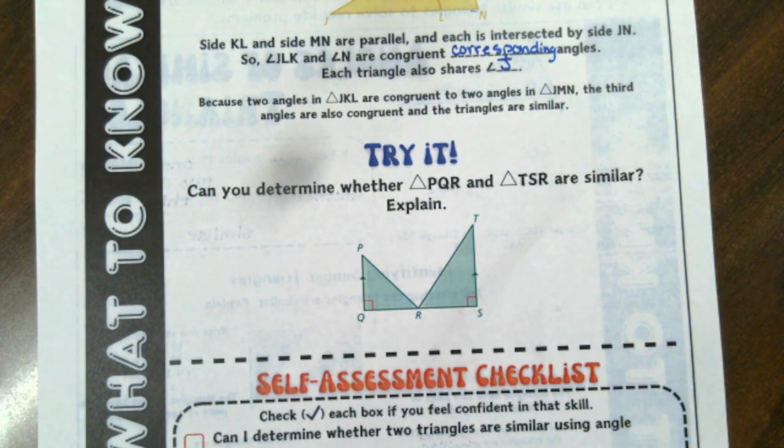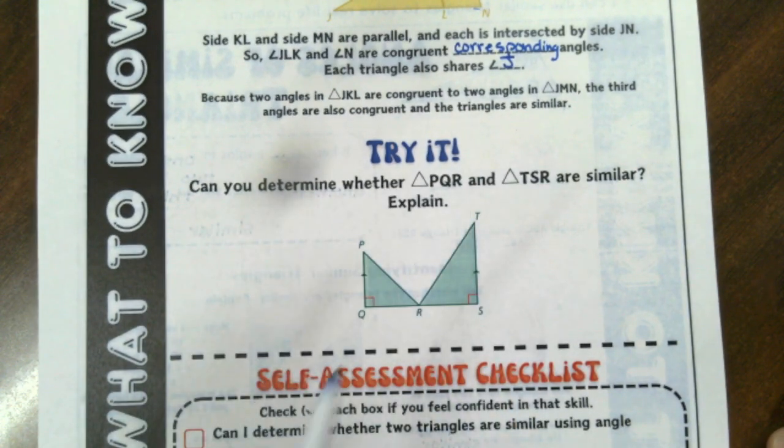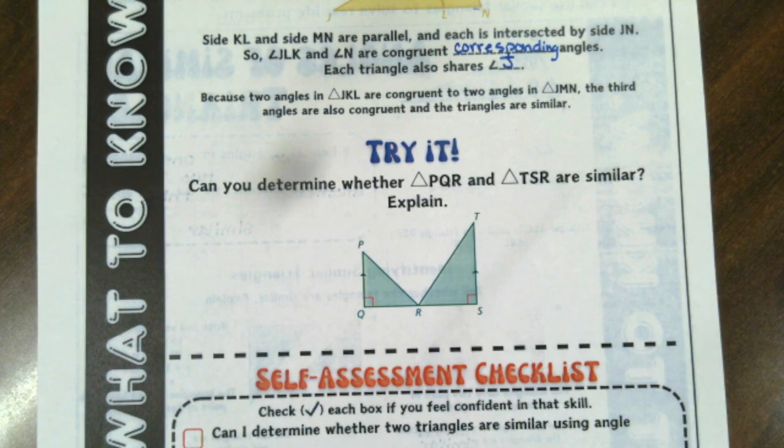So what do you know? You know an angle measure. You know something about the parallel lines. What can you tell me about maybe some of the different types of angles that you've learned about? What's congruent, what's not congruent? See if you can figure out if these are similar, and then tell me why.